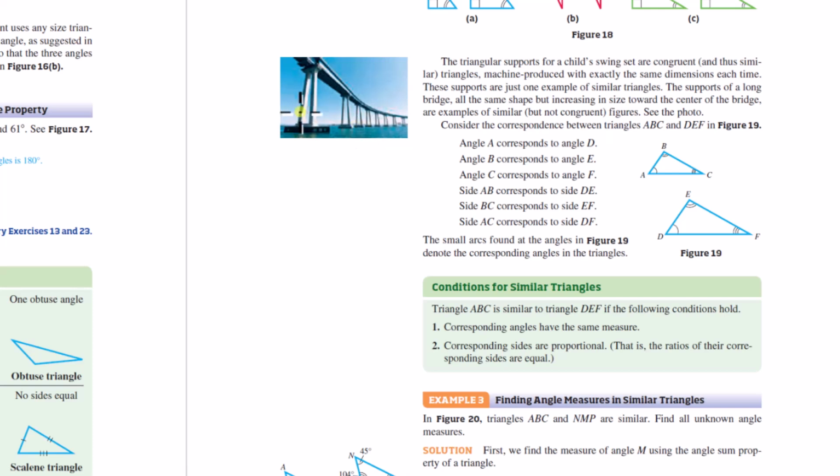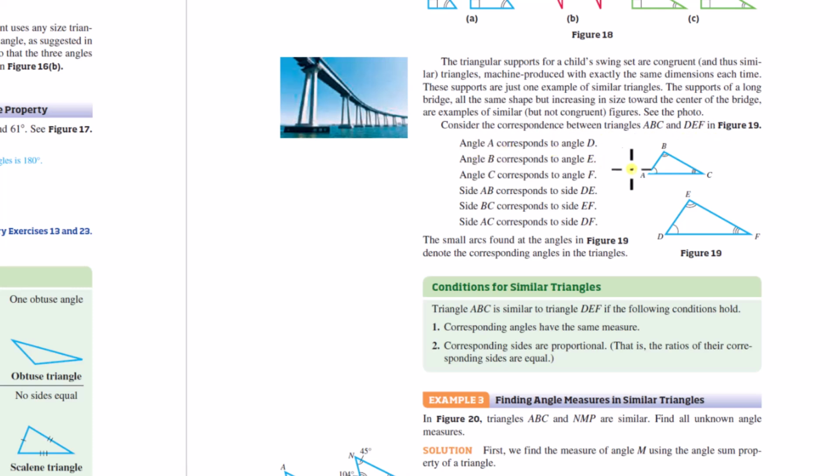So it's like these triangles here for these supports are the same exact shape, but the supports increase in size towards the center of the bridge. Consider the correspondence between triangles ABC and DEF.